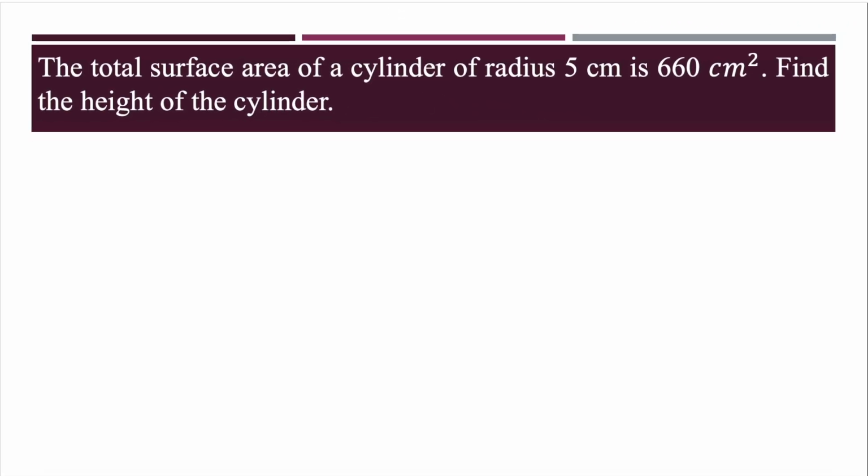The total surface area of a cylinder of radius 5 cm is 660 cm square. Find the height of the cylinder. Total surface area of cylinder is 660 cm square. So you start with the formula for TSA of cylinder.